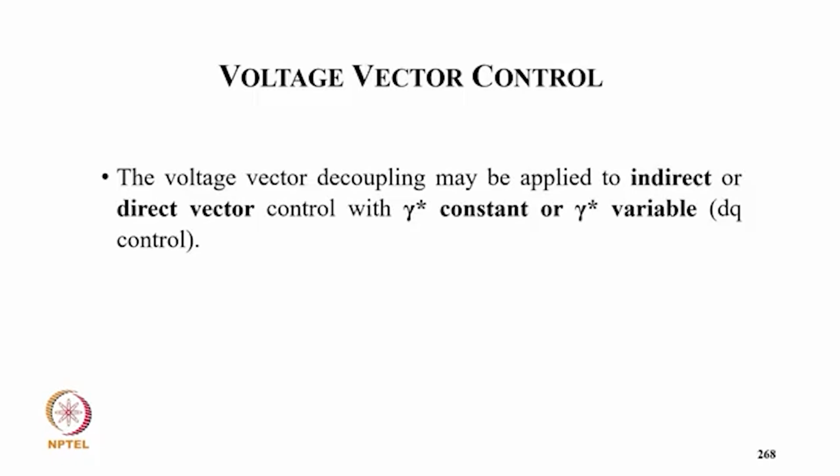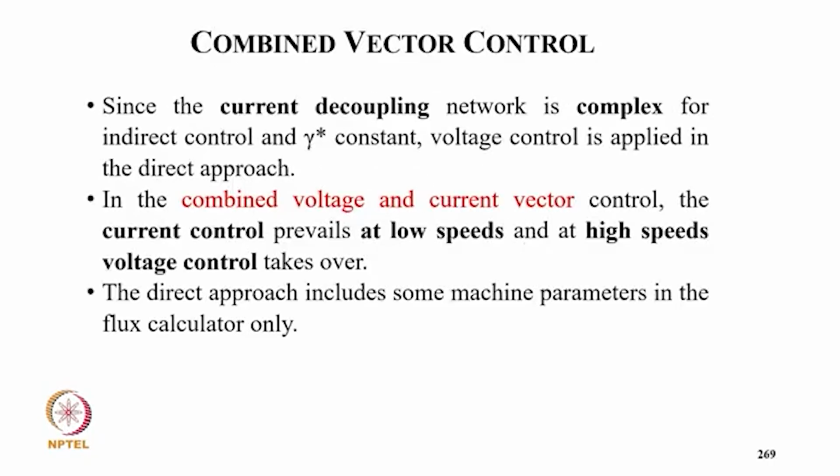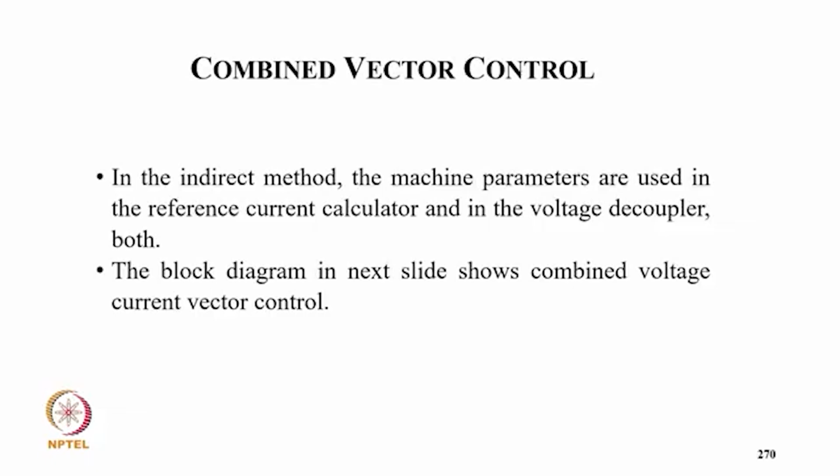So the voltage vector decoupling may be applied to indirect or direct control, with gamma star constant or gamma variable, in DQ control. Since the current decoupling network is complex for indirect control with lambda star constant, voltage control is applied in the direct approach. In the combined voltage and current vector control, the current control prevails at low speed, and at high speed voltage control takes over. The direct approach includes some machine parameters in the flux calculator only. In the indirect method, the machine parameters are used in both the reference current calculator and the voltage decoupler. The next slide shows the block diagram of the combined voltage and current vector control.